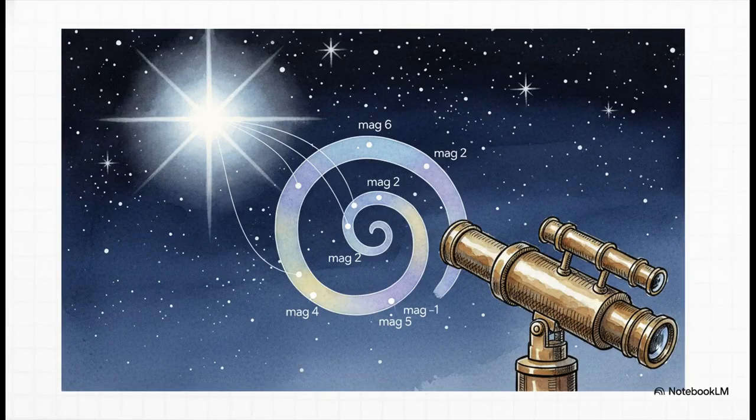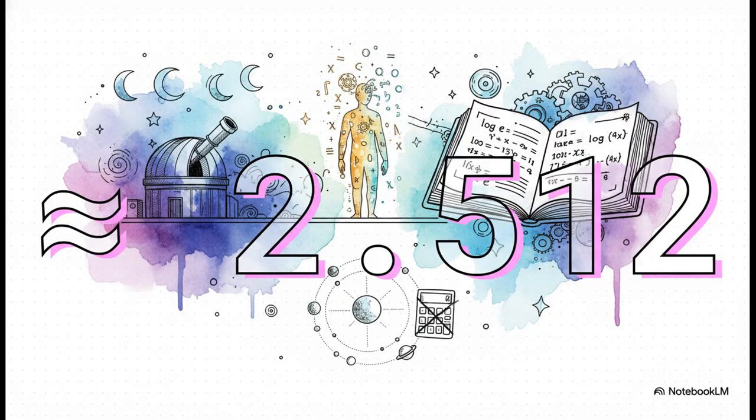But let me give you one more really cool real-world example. When astronomers are trying to measure how bright stars are, they use a system called magnitude. And you guessed it, it's a logarithmic scale. It's the only way they can compare a really dim star to a super bright one and have the numbers make any sense. So what base do you think they use? Is it 10? Is it E? Is it 2? Nope. They use this really weird specific base, approximately 2.512.